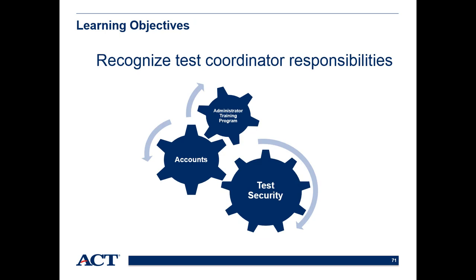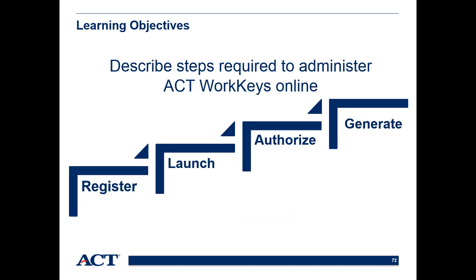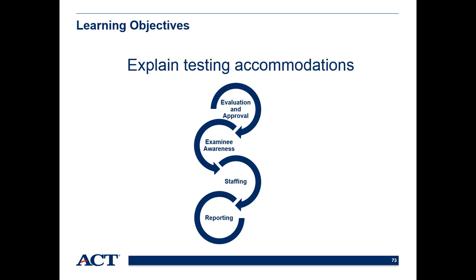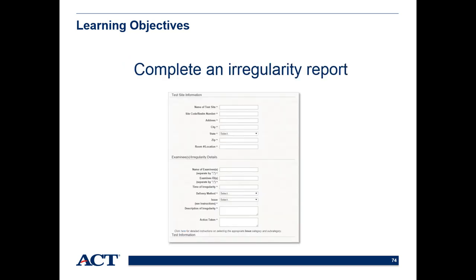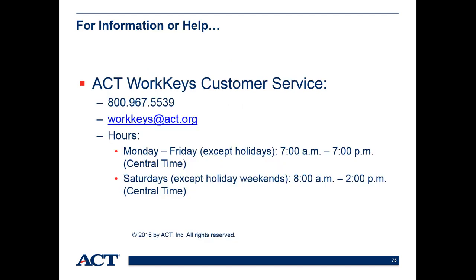All right, so what we've done in this period of time we've spent together, we have recognized and looked at our test coordinator responsibilities. We've also covered and gone through the steps required to administer WorkKeys online. We've also talked about accommodations, what is necessary, how to evaluate those, making sure people are aware that you have the appropriate staff, and then reporting on those accommodations after the fact. We've talked about the irregularity report, different ways to do that.